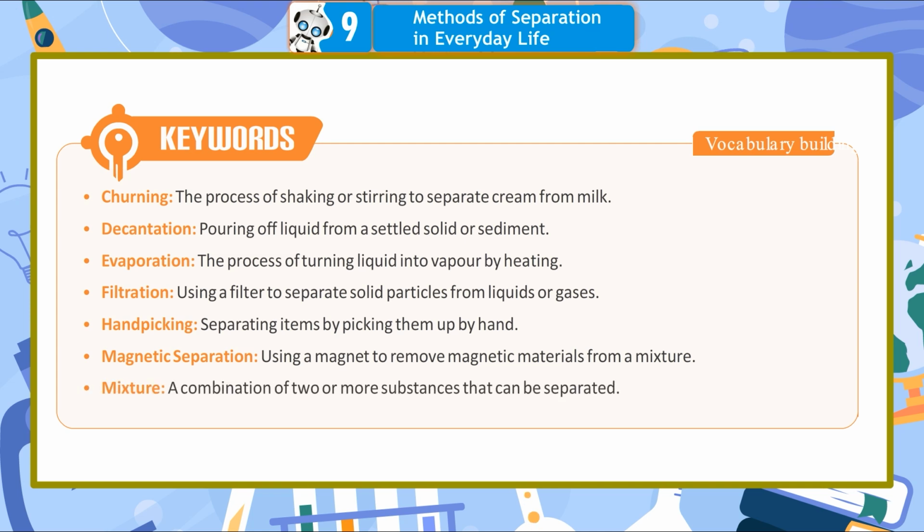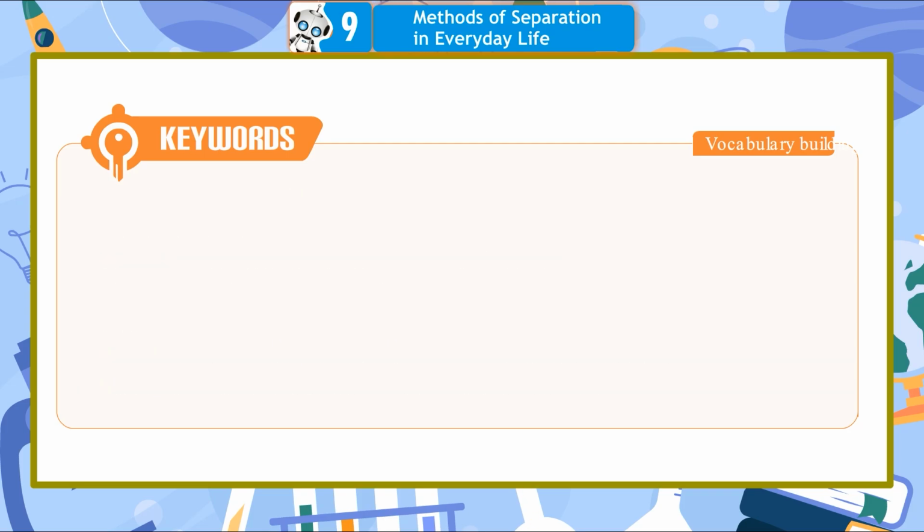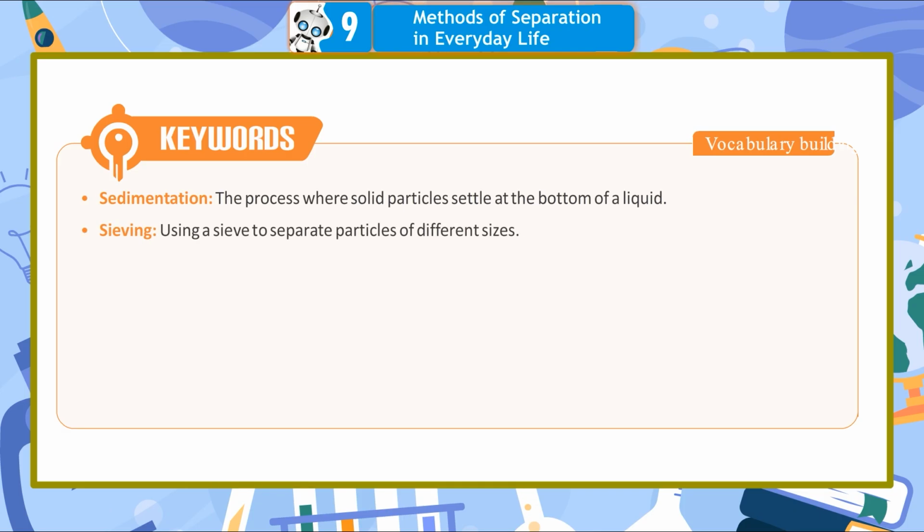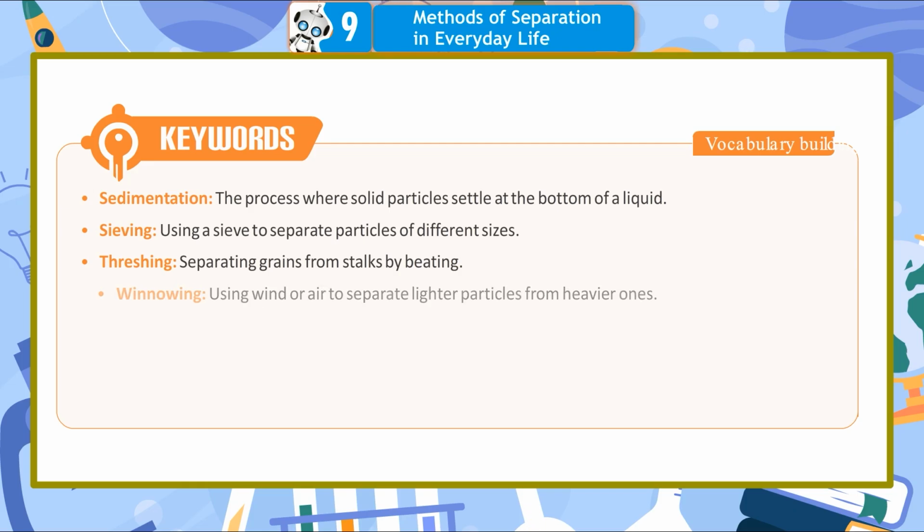Mixture, a combination of two or more substances that can be separated. Sedimentation, the process where solid particles settle at the bottom of a liquid. Sieving, using a sieve to separate particles of different sizes. Threshing, separating grains from stalks by beating. Winnowing, using wind or air to separate lighter particles from heavier ones.